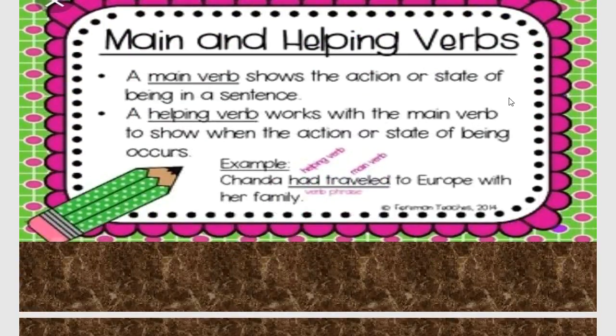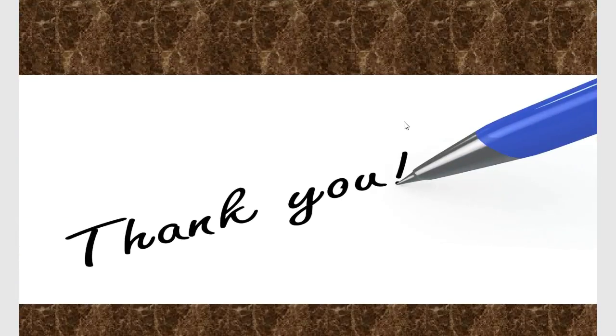Main and helping verb. A main verb shows the action or state of being in a sentence. A helping verb works with the main verb to show when the action has occurred. Clear? With this, we come to an end of this discussion. Hope now it's clear to all of you.